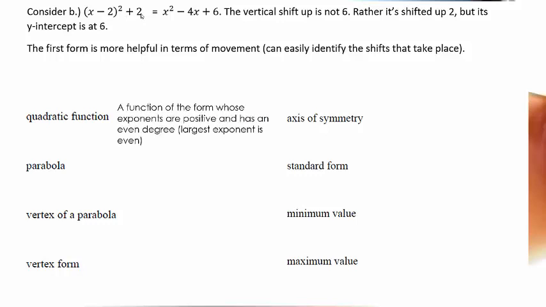So we have quite a few vocab words, and I'm going to go a little quickly through them. All right, quadratic function, anything that has an even degree. So if its largest exponent is even, all right, so I don't mean like 1 over x squared, I mean like x to the 4th, x squared, x to the 6th. If the highest exponent is even and it's not a reciprocal function, then it's a quadratic. A parabola, if you recall, is the shape that results when you graph a quadratic function. So there's no such thing as a parabola function. Parabola is just the name of the U shape that results.